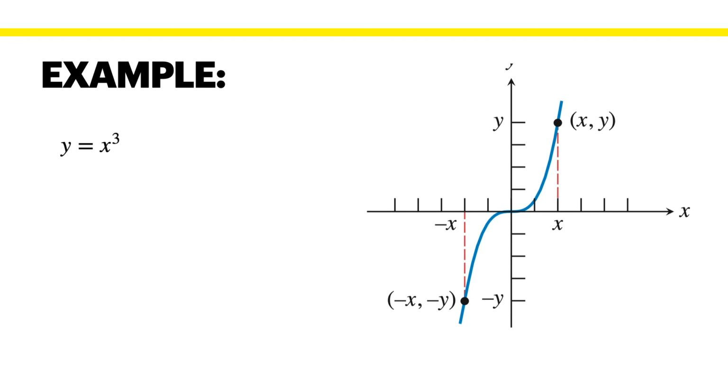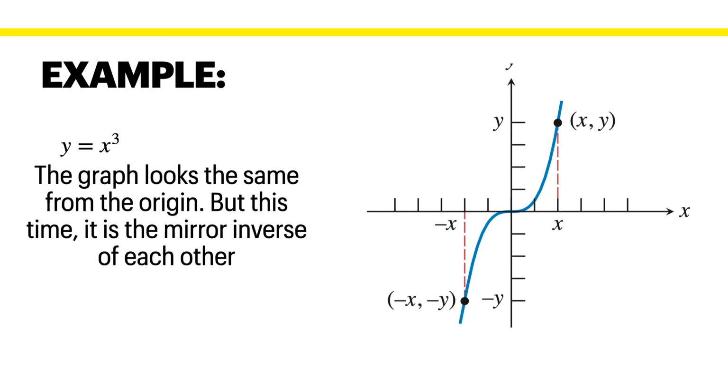You can see right away that it could not be symmetrical in the same way, but you have to consider that in order for it to be symmetrical, there are still some algebraic techniques you need to put in place. But for this one, let's test if it's really a symmetrical function. Now let's look at the graph. The graph looks the same from the origin, but this time they are mirror inverses of each other.